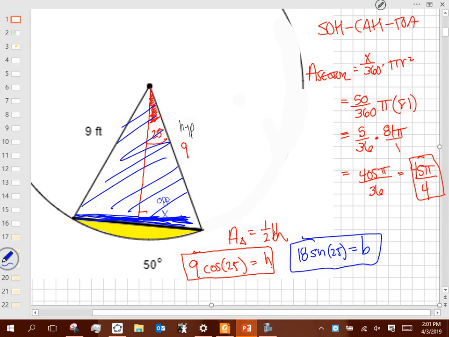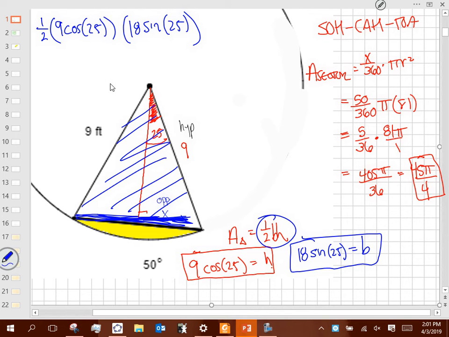Now you've got the components that need to be plugged into this formula. I'm going to write that up here real quick. 1/2, and this is the way I would type it into Desmos or your TI-83, 84, or if you've got one of those TI-30s or whatever. I go 1/2, 9 cosine 25 times 18 sine 25, and that's going to be the area of your triangle. Is that okay? So let's see what this looks like. Get Desmos open here if I can find it.